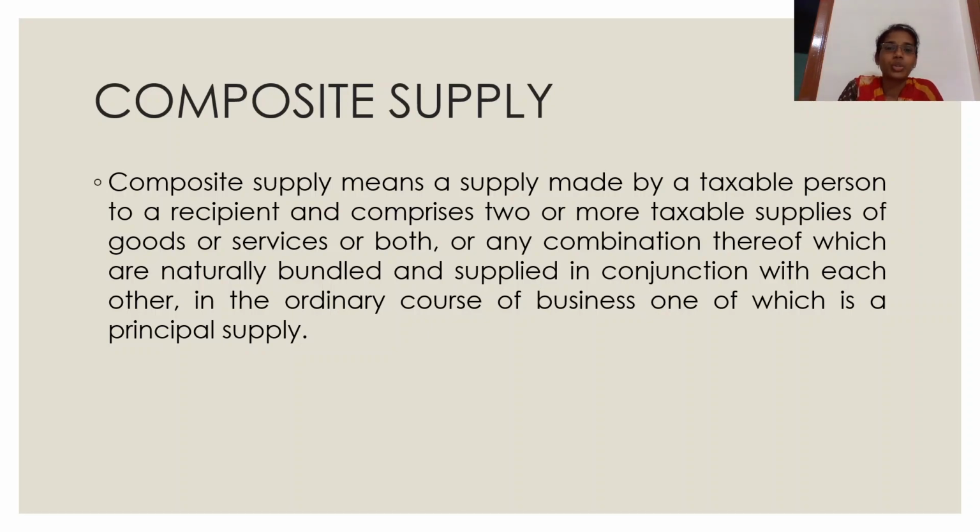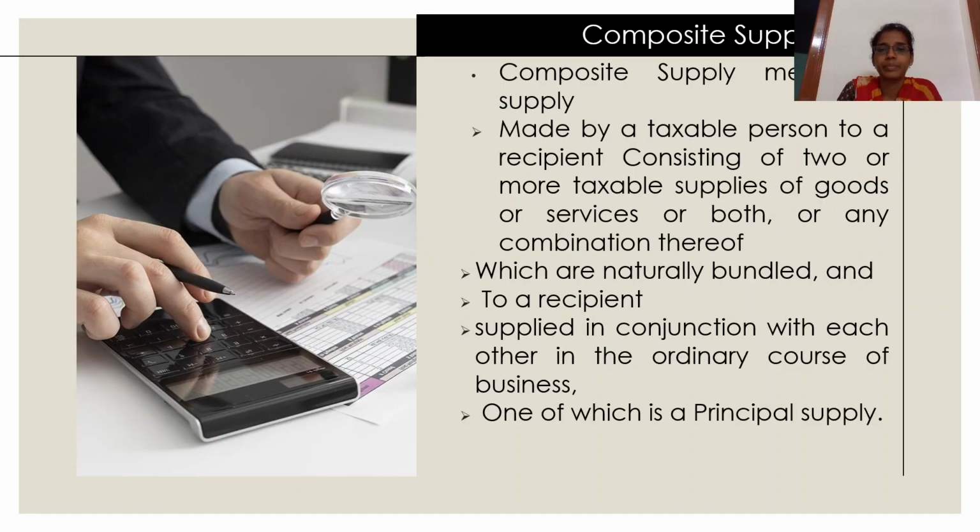And the supply should be in the ordinary course of business. Of the supplies that we make, one of the supplies would be the principal supply and all the other supplies would be considered as the additional supplies.